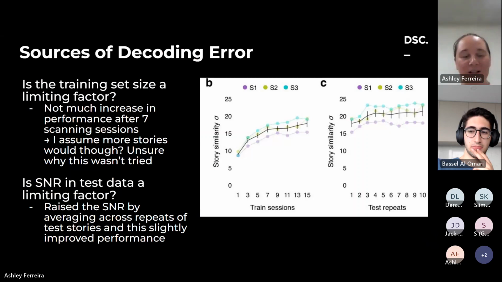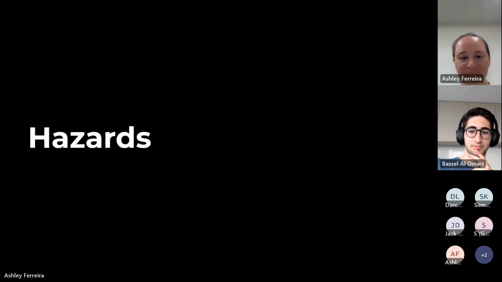One thing that I was surprised by is they didn't just see the effect of including more different stories, because I imagine that if you added more different stories to this and made them learn like 100 different stories and a lot more hours of listening, I think that would really improve performance. So I'm not sure why it wasn't tried.